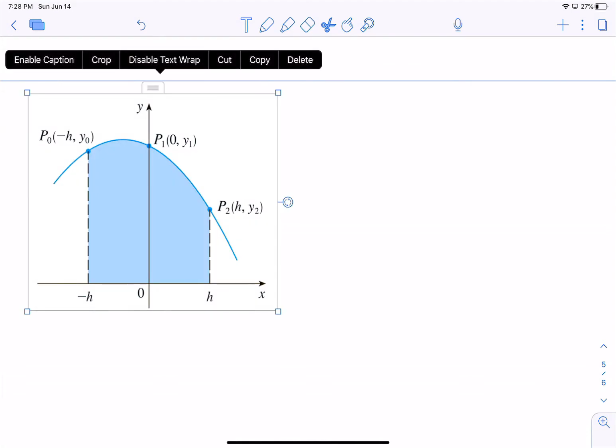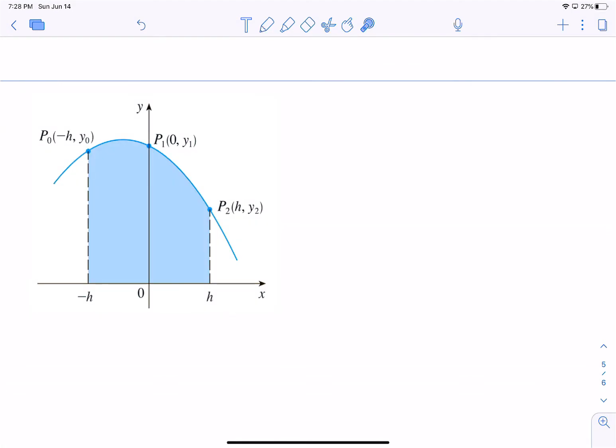Here we have a diagram that represents the arc of a parabola that has the y-axis in the middle of it, right? So to the left, you have our value of negative h. To the right, we have our value of h. You'll note that the vertex is not on the y-axis, and that's totally irrelevant for what we're doing right now.